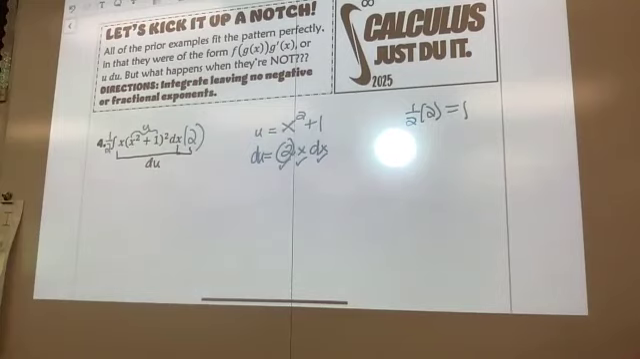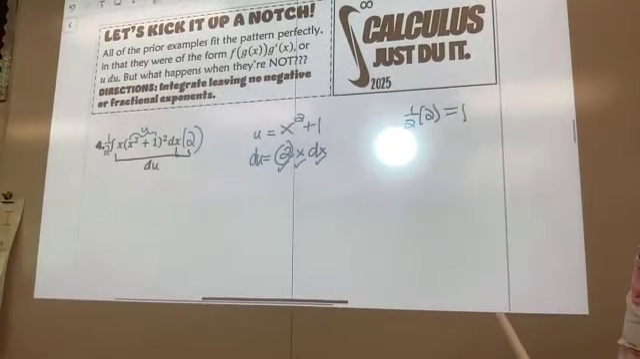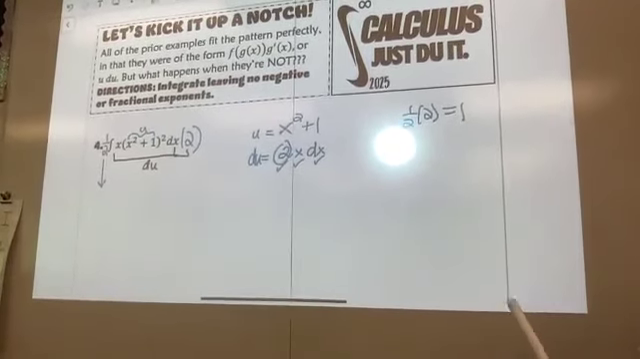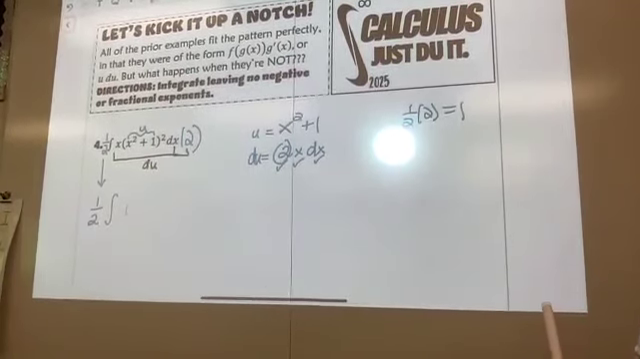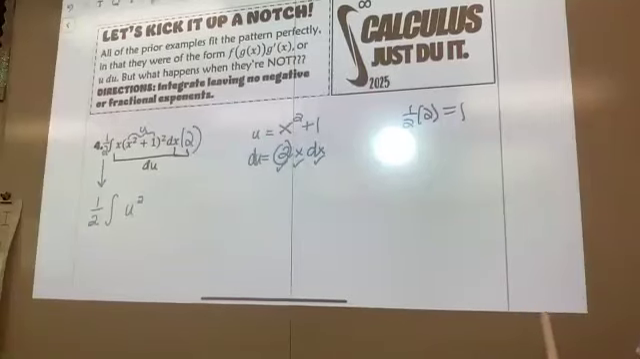Yes. Now I can do my u substitution. So this is going to be, now don't forget, what do I do with this 1/2? It comes along for the ride. It's going to now be 1/2 times the integral of u squared. The rest of that is du.